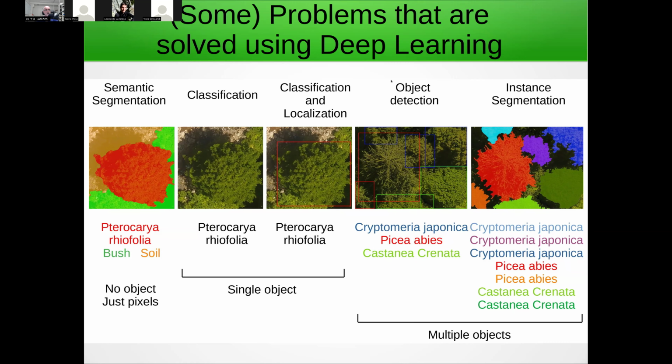This is an image from a paper that's been quite popular that we published in 2021, I think, where some of these problems are shown using forestry examples. So we have semantic segmentation, classification, localization, which is not so popular, object detection, which very much is, and instance segmentation. In semantic segmentation, we assign one label value to each pixel to get a detailed map of what is in every pixel of the image.